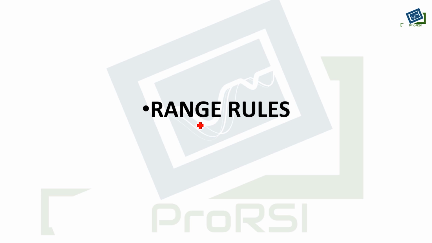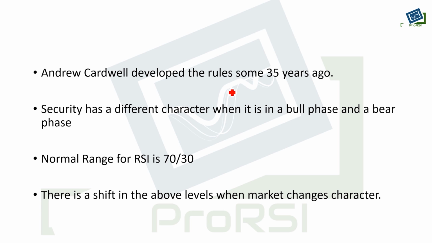So to overcome this problem, Andrew came up with a concept called the range rules. Now, what do the range rules say? See, Andrew has been trading with RSI for the last 40 years. What he observed is that a stock or a security has a different character when it is in a bull phase or a bear phase. That means RSI behaves differently. RSI adopts a different character when it is in a bull phase or a bear phase.